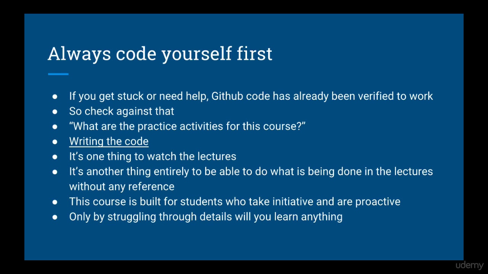I always recommend my students try to code for themselves, but if you get stuck or you need help, then the code in my GitHub repo has already been verified to work, so you can always check your code against that. Occasionally people ask me, what are the practice activities for this course? The practice is implementing the algorithms you learn about and testing variations on them. The point of that is because it's one thing to watch the theory lectures and understand the concepts at a high level. It's another thing entirely to understand them so well that you can implement them in code without any reference. This is what computer scientists do, so that's the approach you should take.